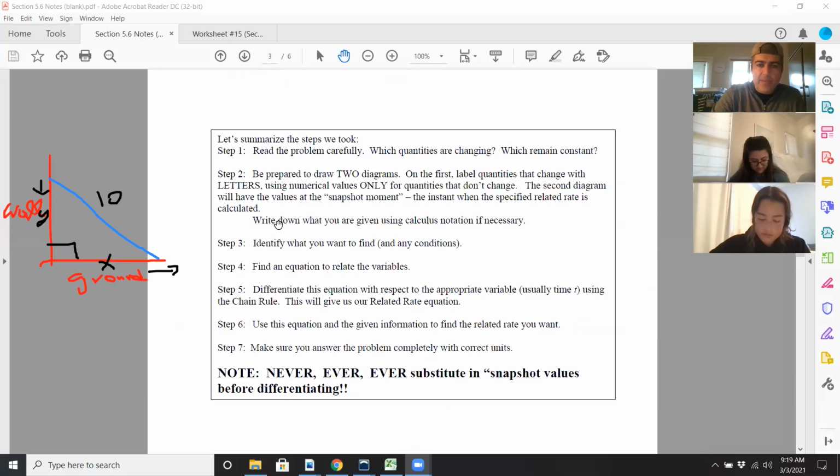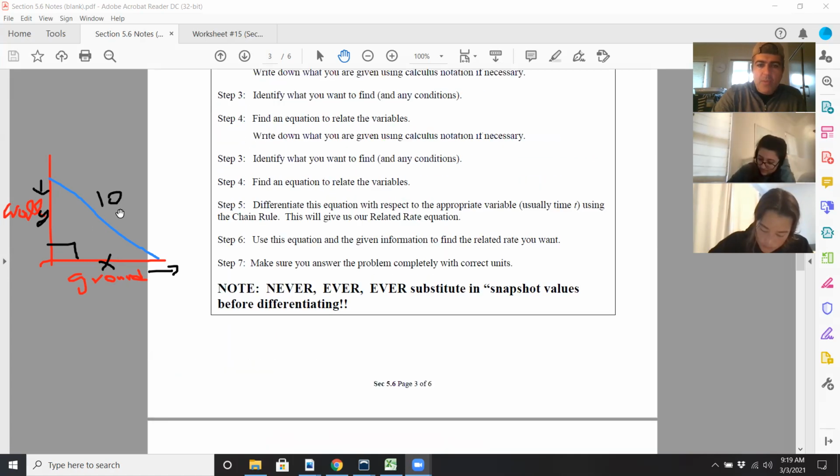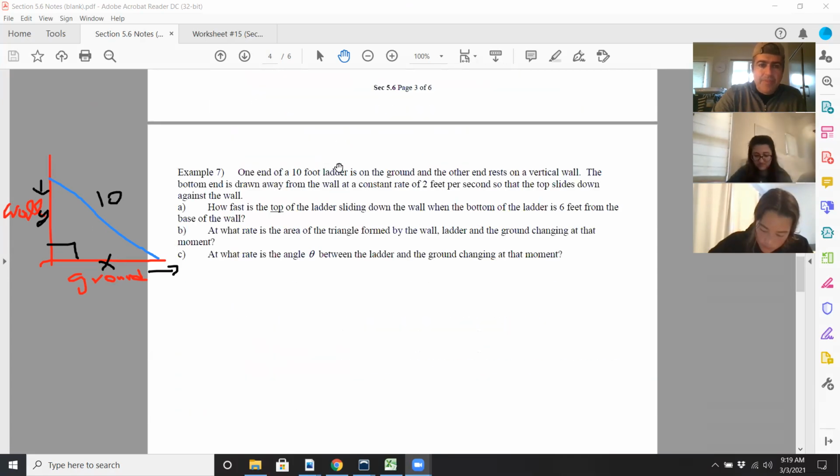And then you have to do two diagrams. I obviously did one where I labeled with letters, but I haven't used numerical values, except for ones that don't change, like 10 here. But the second one is called a snapshot moment. What's meant by that? Well, let's look at part A. Part A is asking us how fast is the top of the ladder sliding down the wall when the bottom of the ladder is 6 feet from the wall.